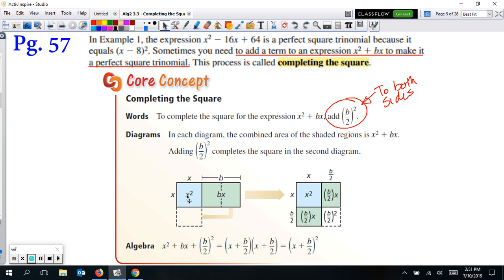So if you have an x squared, there's your x squared plus a bx. You're going to basically take half the bx, and then you can bring this down here, and then you're going to complete the square there. As you can see, to get that, you would do the bx times itself. Bx times bx would be a bx squared.